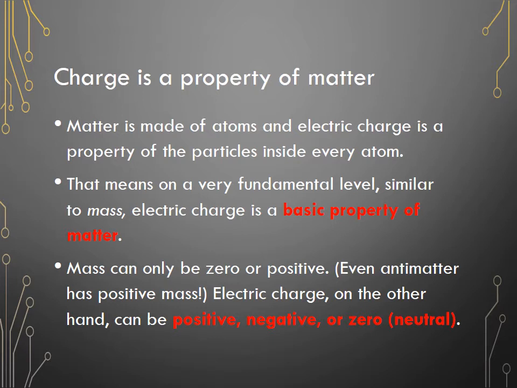Mass can only be 0 or a positive number. Turns out even antimatter has positive mass. Electric charge, on the other hand, can be positive, negative, or 0. You probably learned in chemistry that neutrons have 0 electric charge.